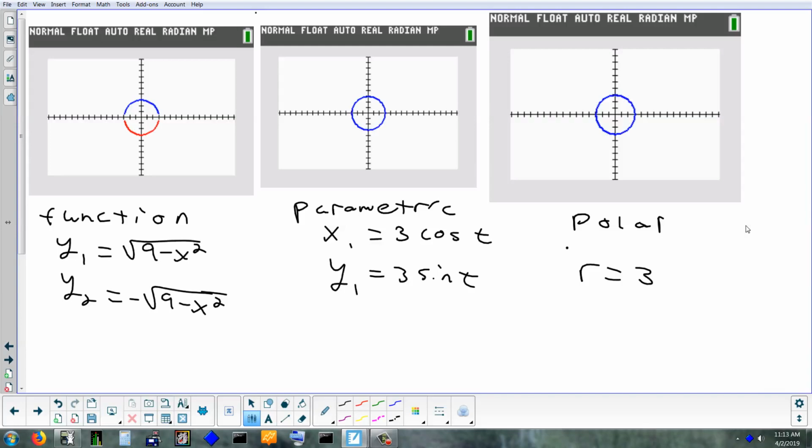But you can pretty much graph anything in any coordinate system, really. Whether or not it's going to be a mess, well, it depends what you're trying to graph. So any questions on that?